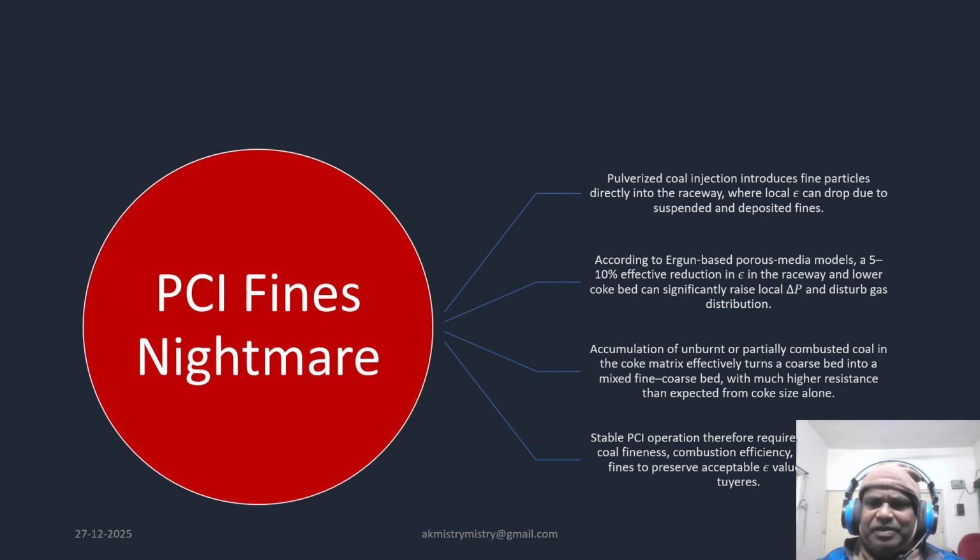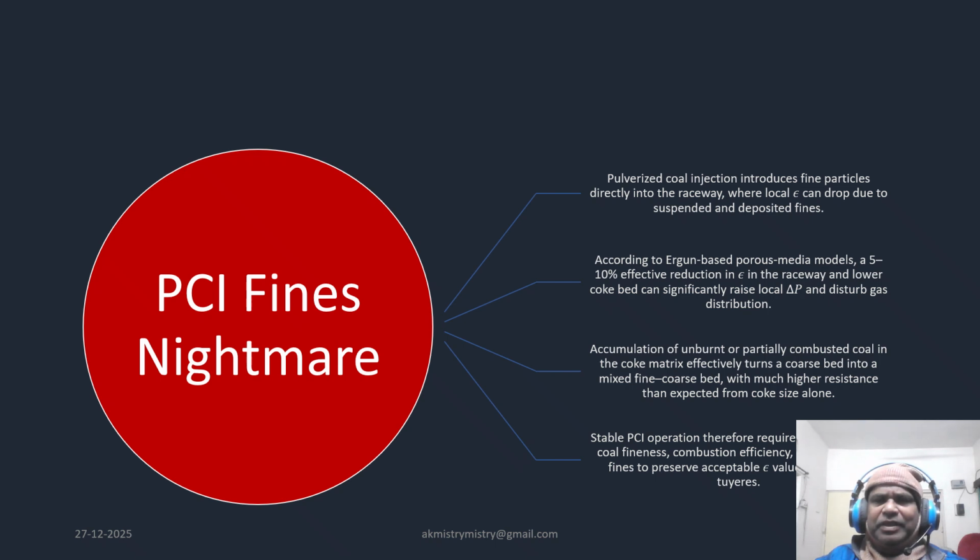The result is that what was designed as a coarse, high void fraction coke bed can start behaving more like a mixed fine-coarse bed with much higher flow resistance than expected from the coke size alone. Therefore, stable PCI operation is not only about injection rate and combustion, it also depends on maintaining a good void fraction by controlling coal fineness, combustion efficiency, and removal of fines from the coke matrix.